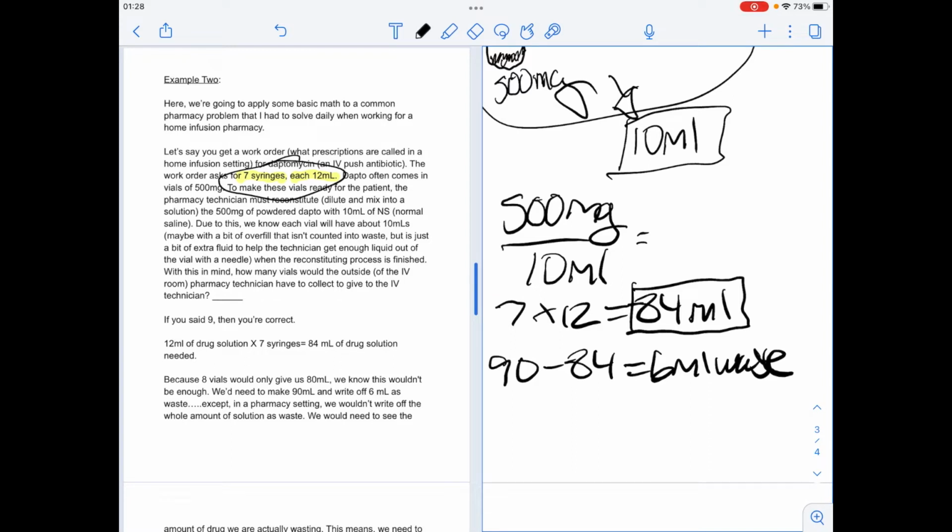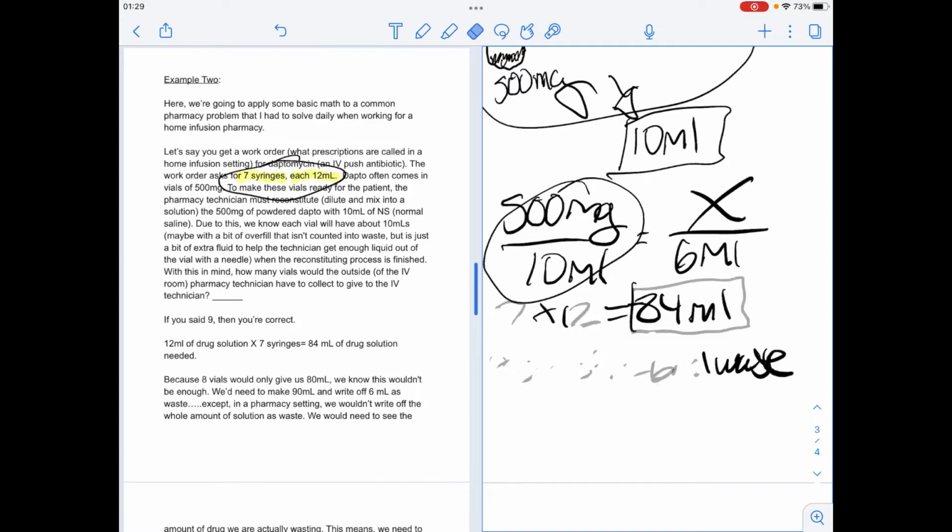So taking our given right here, starting off right here again, I'm going to set that equal to 6 milliliters. And we're going to put X at the top because we're trying to figure out how many milligrams is in 6 milliliters. So cross multiplying. I'm going to erase this stuff just so we can start working right there.